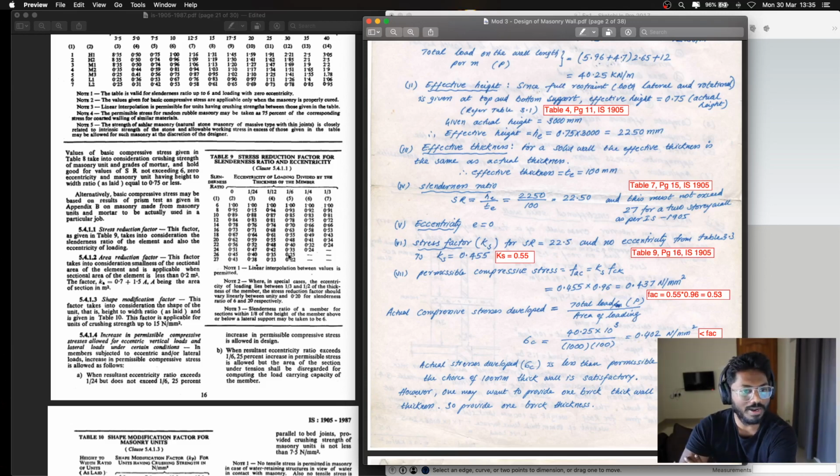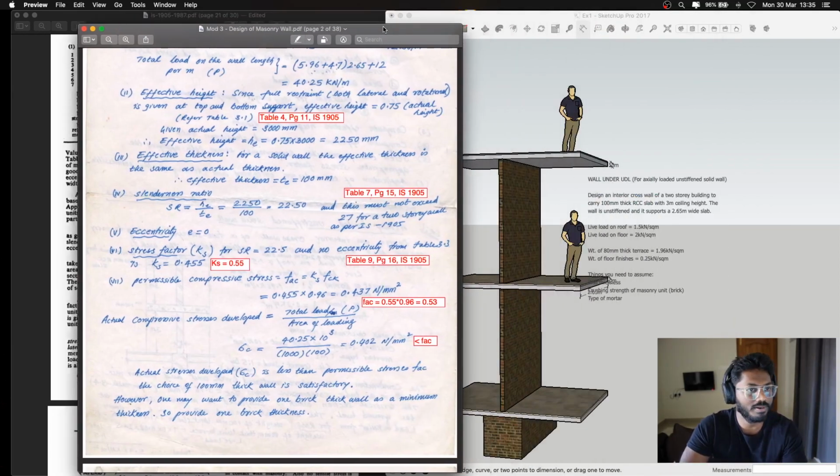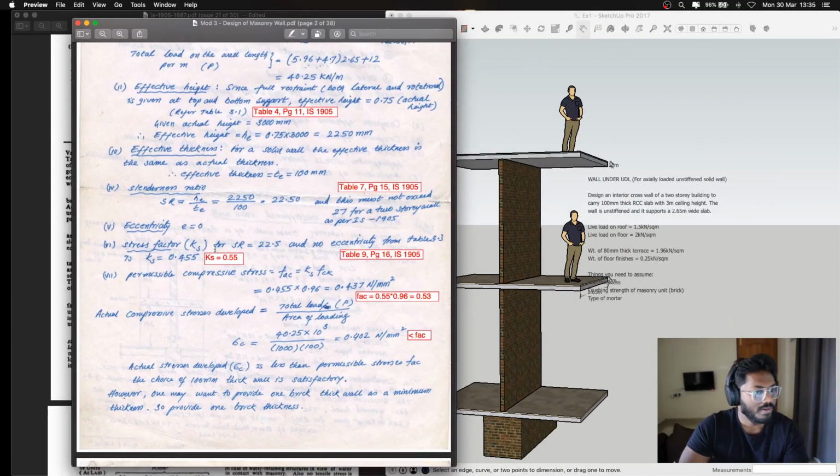There are no eccentricity stress reduction factors given beyond the SR ratio of 27. That is the reason it has been clearly mentioned that this must not exceed 27. If it is exceeding 27, we ought to reiterate the thickness of the wall or the height of the given slab. Next, eccentricity, let's just consider it 0 over here.